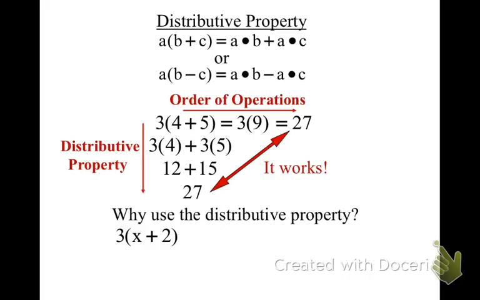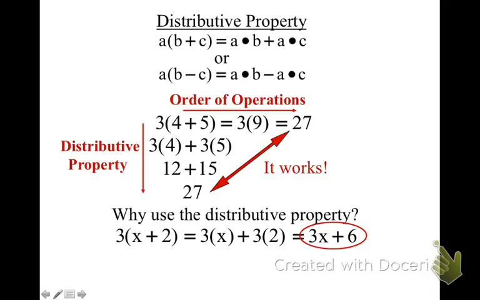Now why can't we use the order of operations? Well, if you noticed, we have a variable. What's x plus 2? Well, I don't know because I haven't told you what x is. But we still want to solve this. So how can we solve this now? Using the distributive property instead. So since I'm using the distributive property, I can share my 3 with my x and my 3 with my 2, and I simplify as much as I can. What's 3 times x? Well, 3x. What's 3 times 2? 6. So this is going to be my answer. So this is why we use the distributive property sometimes.